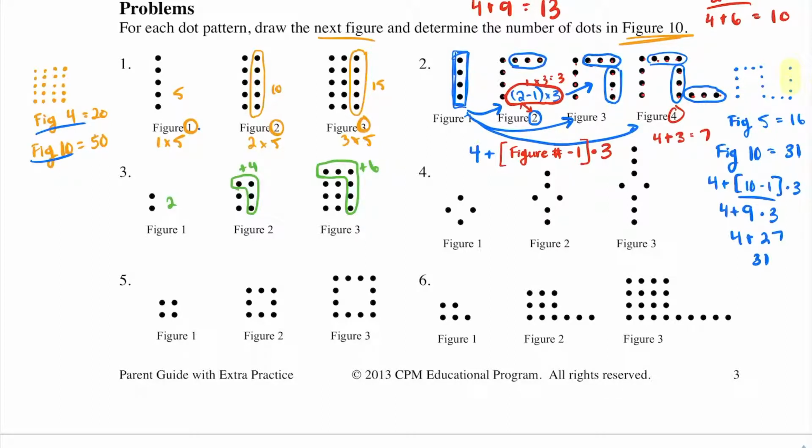So immediately my brain is thinking, well, I started with 2, and then I added 4, and then I added 6. So in figure 4, I should probably add 8. So my figure now might look something like this.